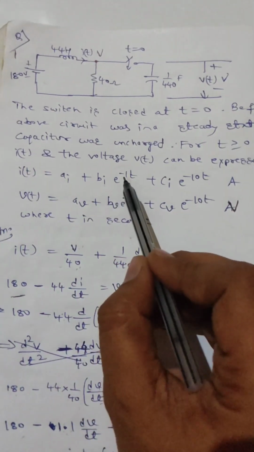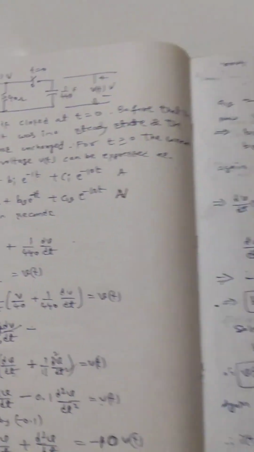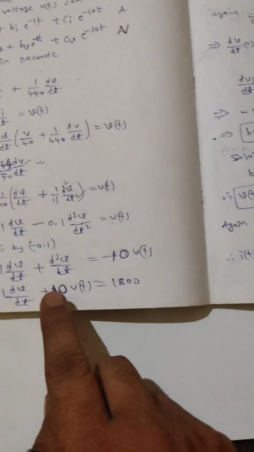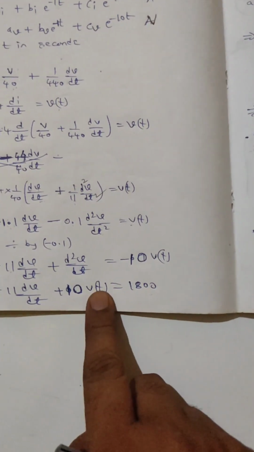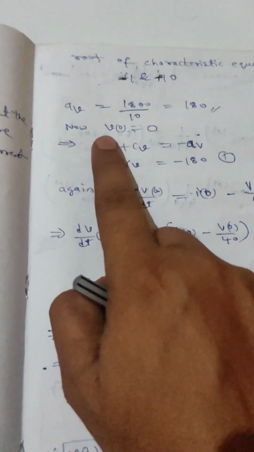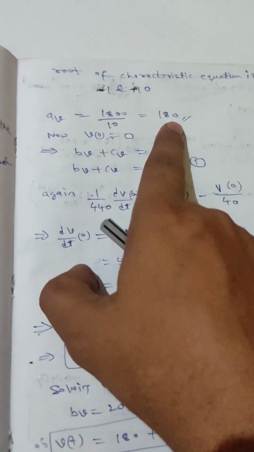What is the root of I of t? Minus 1 is the first root, and another root is minus 10. So we got the same roots. Now how to find the value of AV? You take the constant: V of t is equal to 1800 divided by 10. So AV is 1800 by 10, we will get 180.